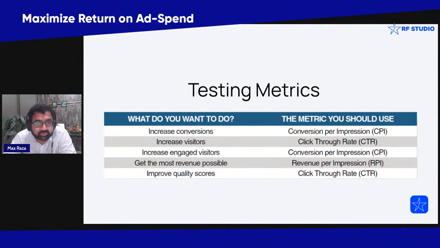So you need to figure out what you want to do. You want to increase conversions. Conversion per impression may be a good metric that you should be using. You want to increase visitors. In that case, click-through rate may be a better metric for you to measure, because the more visitors you are expecting, the more CTR the ad creative should have. Increase engaged visitors. So, we need to see what conversion per impression again is, and get the most revenue possible. In that case, we would be talking about revenue per impression. What is the ratio between the revenue versus the impressions that we got? And then we would talk about improving quality scores. If we were to improve quality scores, you begin looking at the click-through rate, how people were transitioning from one creative to your landing page.